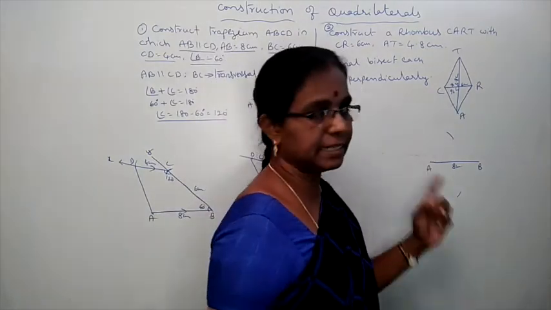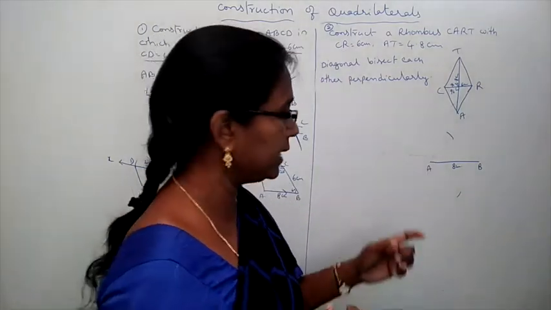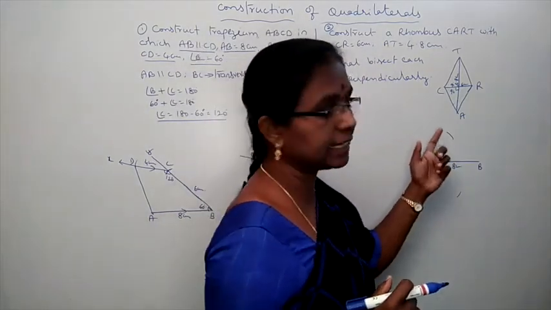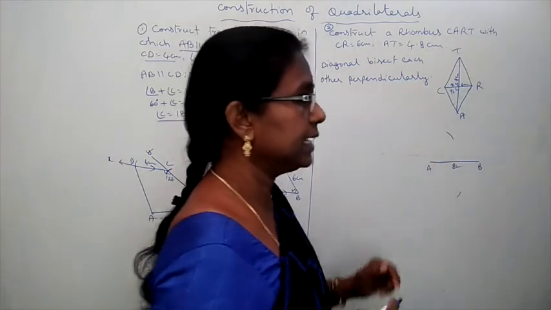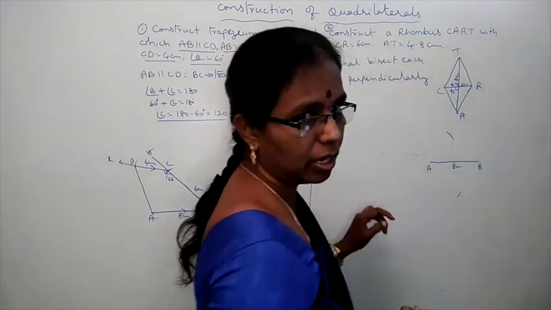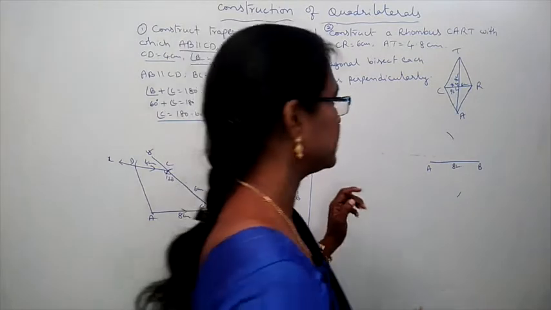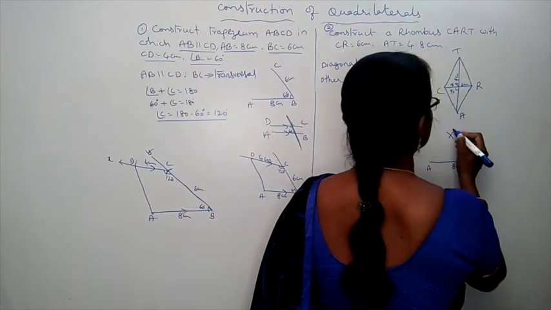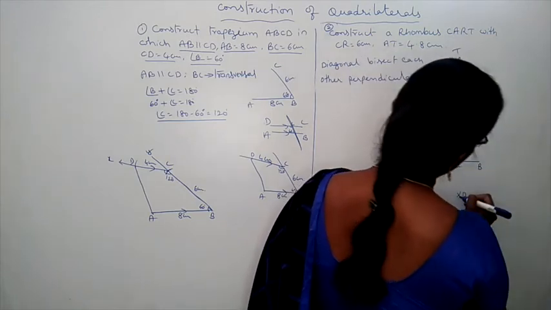Take A as center, more than half radius, and draw 2 arcs on either side of the line segment. Next, take B as center with the same radius, and draw 2 arcs which cut the previous arcs at 2 points, C and D. Now, join those two.